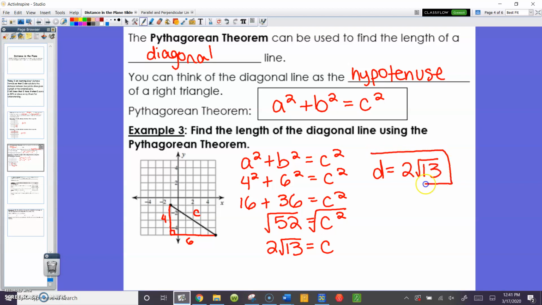Now that is considered the exact answer. If you want to find the approximate answer, you'll simply convert that to a decimal, and we'll round it to the 10th place. When we convert that to a decimal to the 10th place, it is 7.2. So go ahead and be ready to find either the exact answer or the approximate answer.